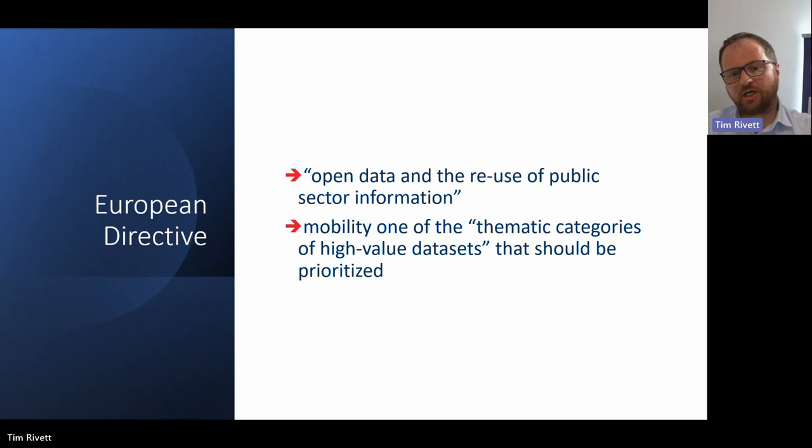so transport type stuff: congestion, roadworks, scooters, all sorts of things fit into mobility. It's one of their high value and high priority sets of data to become open. And it's through that directive that there's quite a lot of work going on at the moment on data standardization in Europe, which we've talked about in previous sessions, and we'll no doubt talk about in future sessions as well. So it's bearing benefit to us as well.